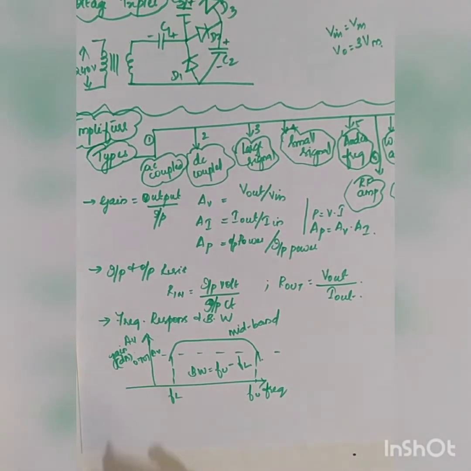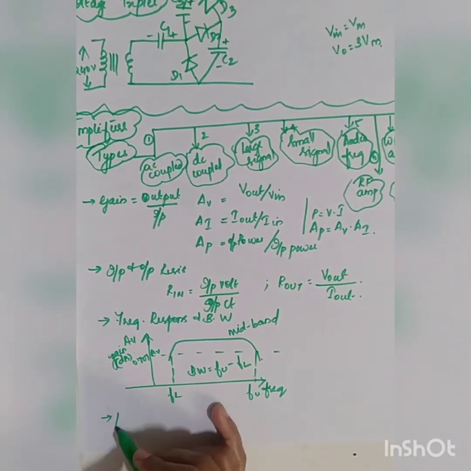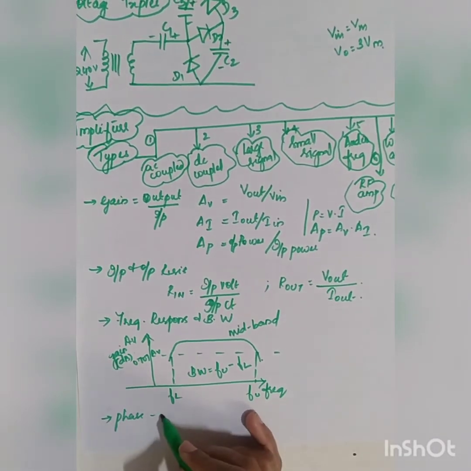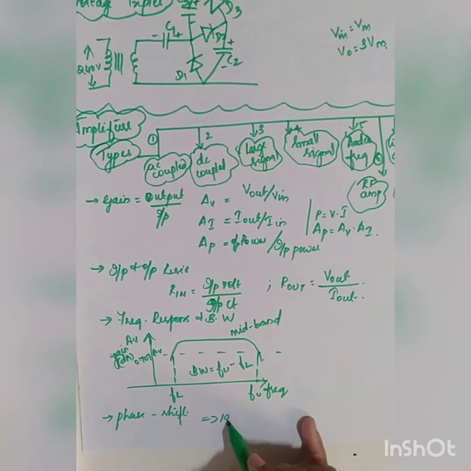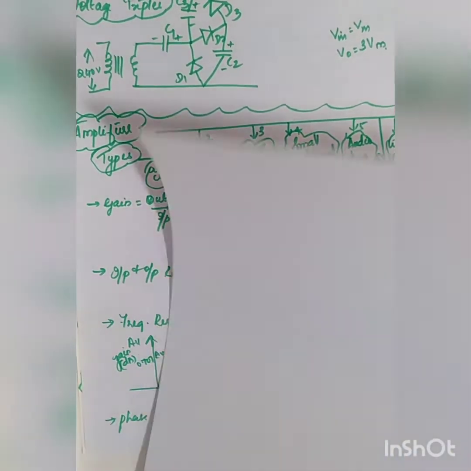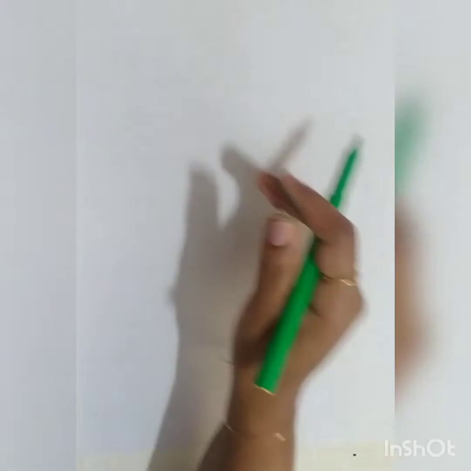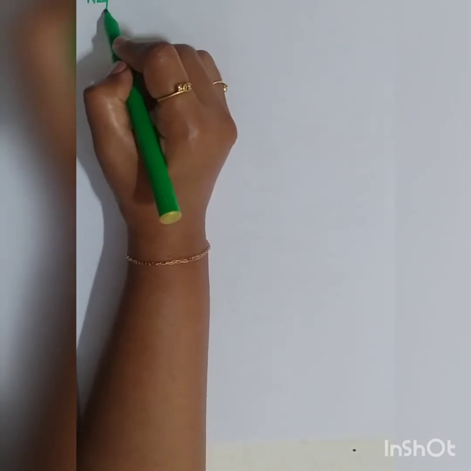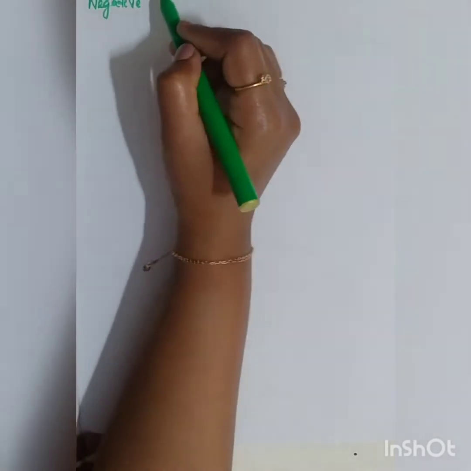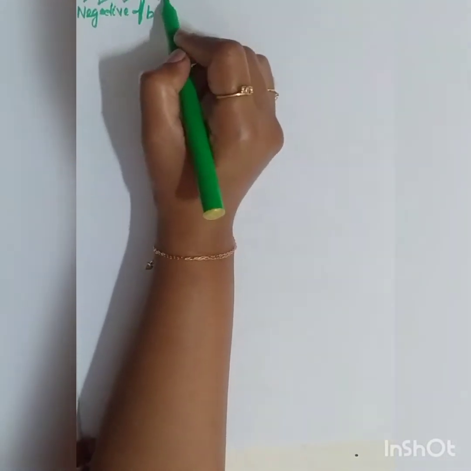Next, you had phase shift. So what was your phase shift? Output voltage with respect to the input, you have got 180-degree phase shift. Okay. The next important topic which you have studied is negative feedback for amplifiers. So what was your diagram for your negative feedback?